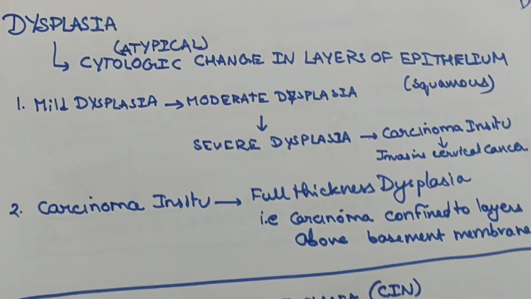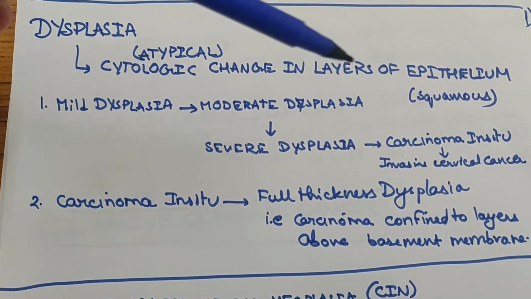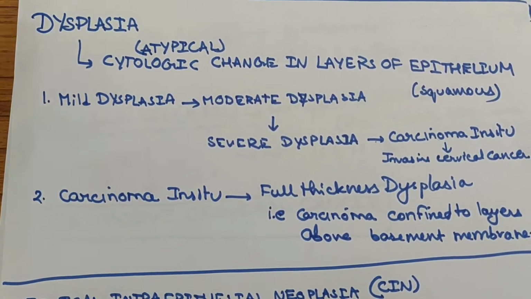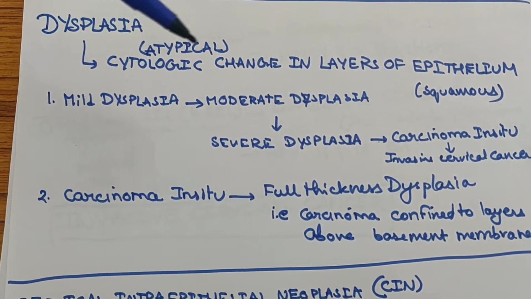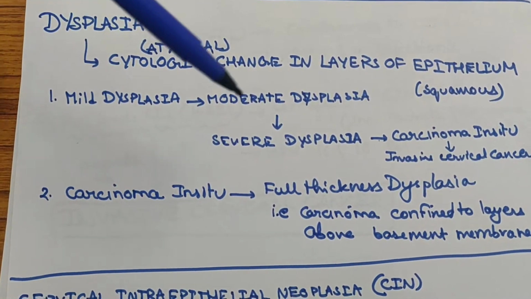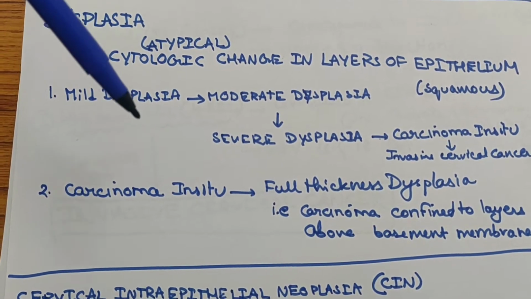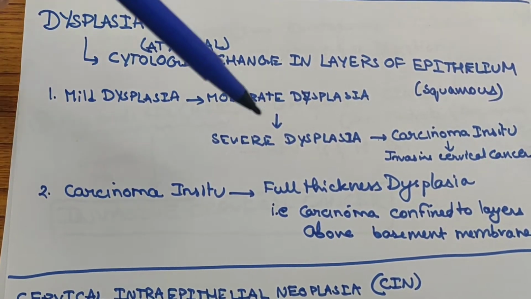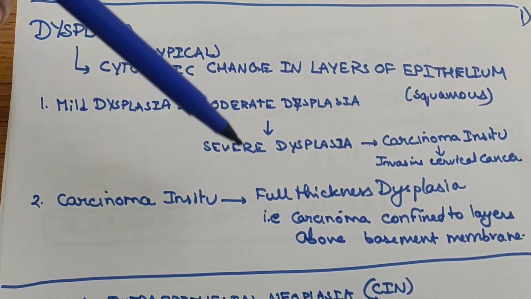First, dysplasia means an atypical cytological change in the layers of the epithelium, mainly stratified squamous epithelium. We have a thick epithelium, and whenever there is an atypical change, it is called dysplasia. There are mild dysplasia, moderate dysplasia, and severe dysplasia. In mild dysplasia, there is only superficial layers involvement, whereas in severe dysplasia there is complete involvement of the thickness of the epithelium.